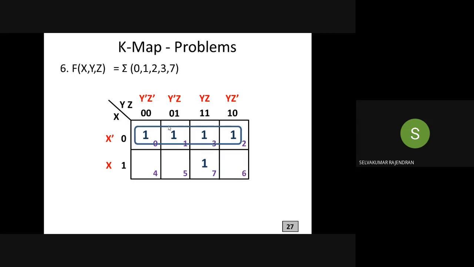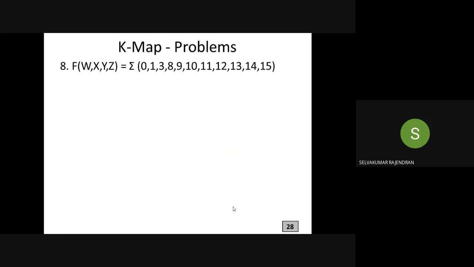So this is the first group, and this is the second group. From these two groups, you will get X prime and Y Z as the minterms. By summing these two, this is the final Boolean expression: X prime plus Y Z. So this is another example.